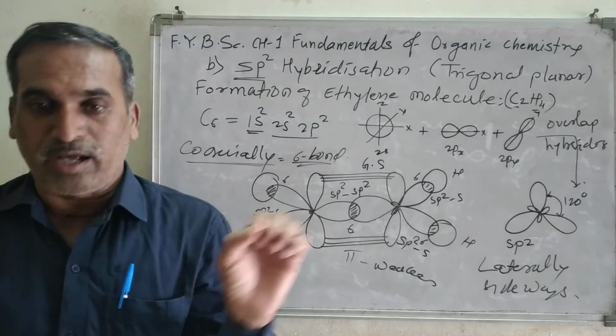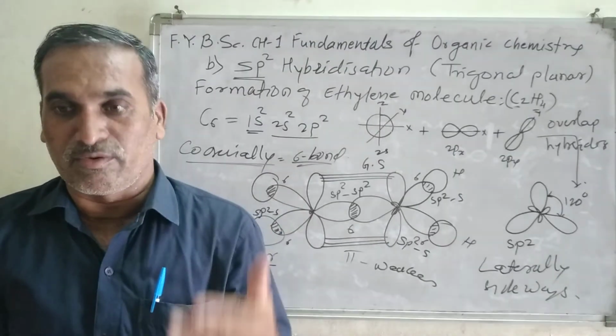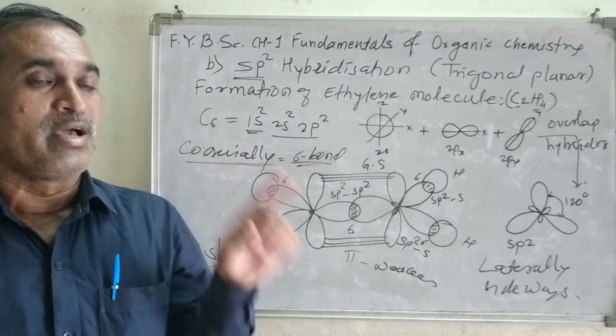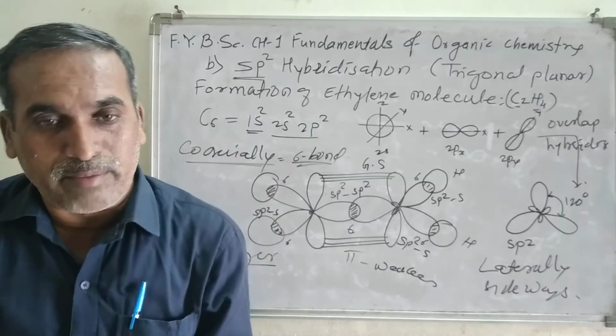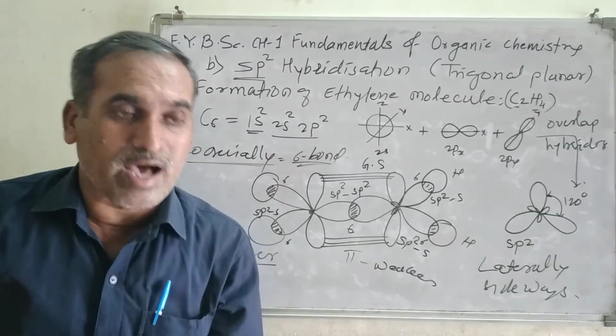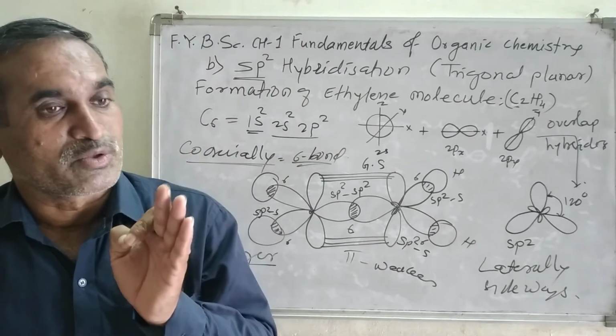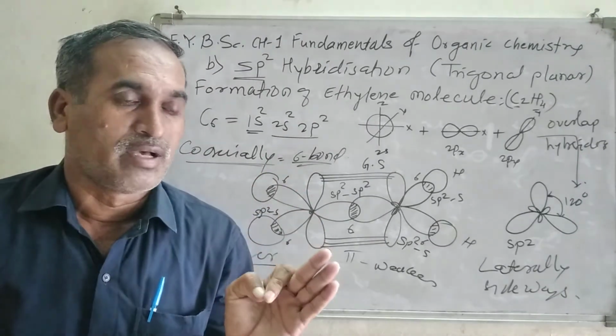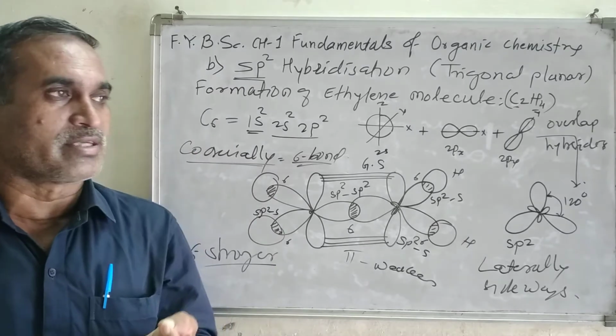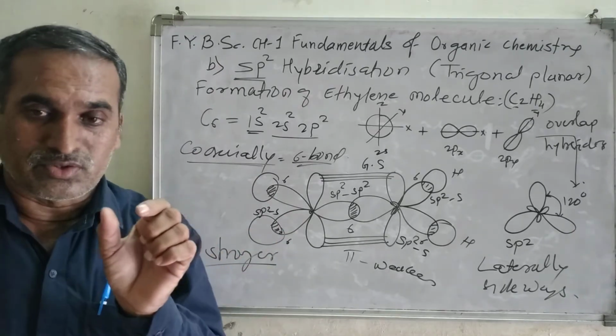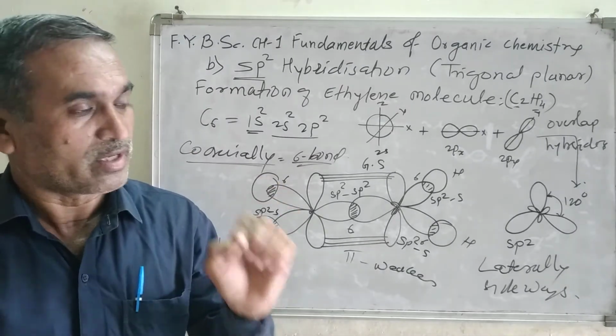A 2-mark question may appear in your exam, so always remember that the sigma bond is stronger than the pi bond, or vice versa, the pi bond is weaker than the sigma bond. What would be the reason? The reason I just told you, right?